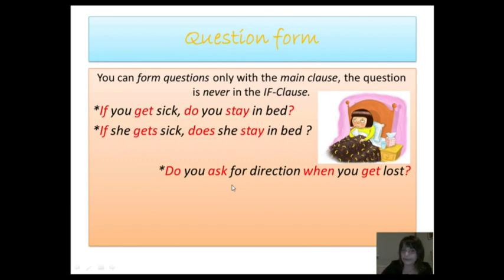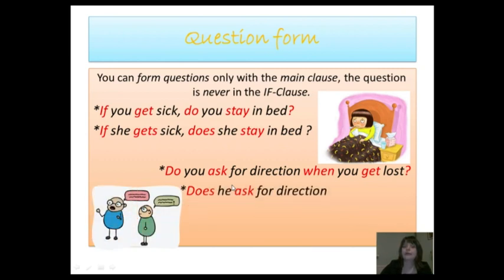And again, the same sentence in third person singular. Does he ask for direction when he gets lost? Since I have here he, I put does. And here on the verb, I have the s ending on get.